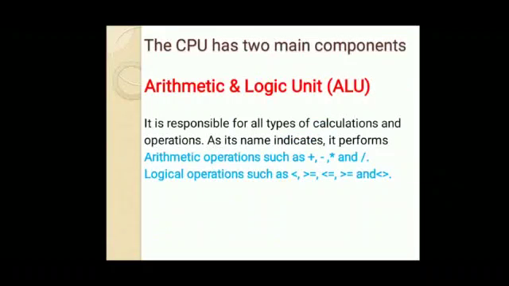After that, the CPU has two main components. One is the arithmetic and logic unit, and the second is the control unit. First we are going to see the arithmetic logic unit, also called the ALU. A means arithmetic, L means logic, and U means unit. What is the work of the ALU? It is responsible for all types of calculations and operations.